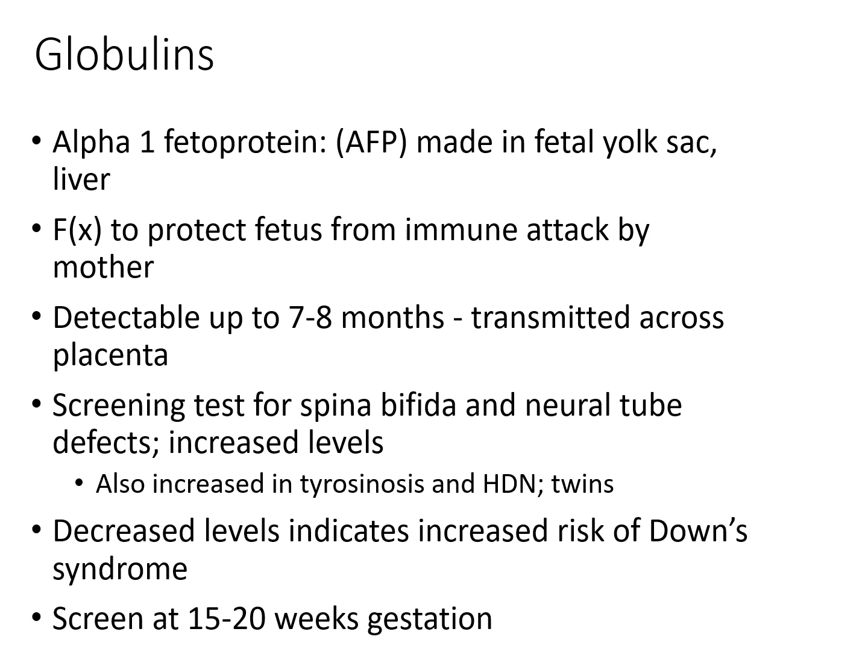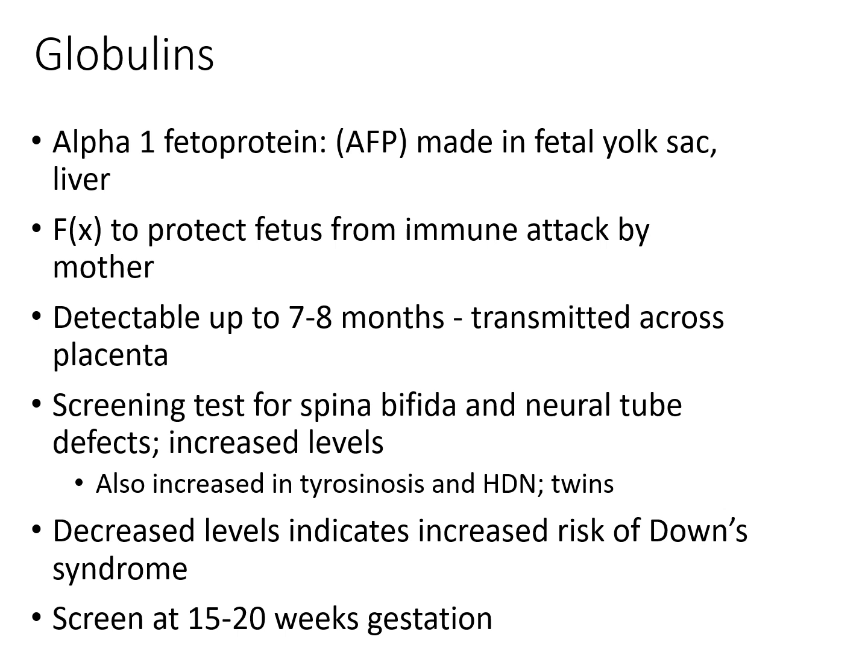So clinical significance: if we have an increased AFP level, it's used as a screening test a lot of times for spina bifida and other neural tube defects. It can also be elevated in tyrosinosis, which is a metabolic disorder. It can also be increased in hemolytic disease of the newborn and in pregnancies with multiples, like twins. You can have a decreased AFP level, and this may indicate an increased risk of Down syndrome.